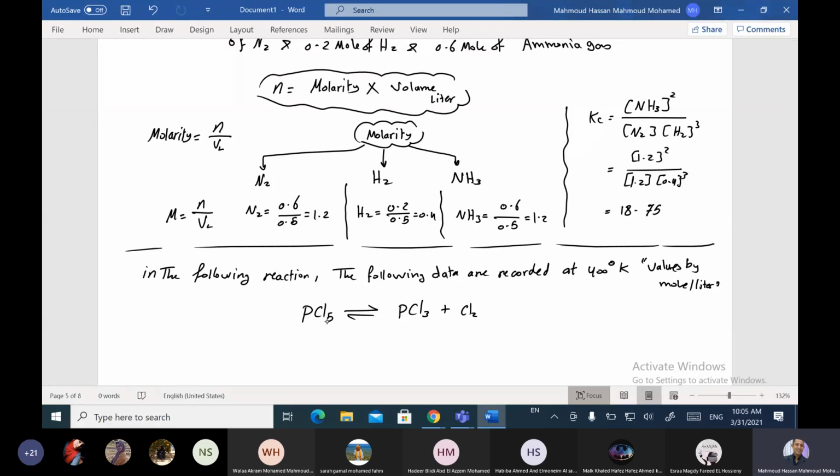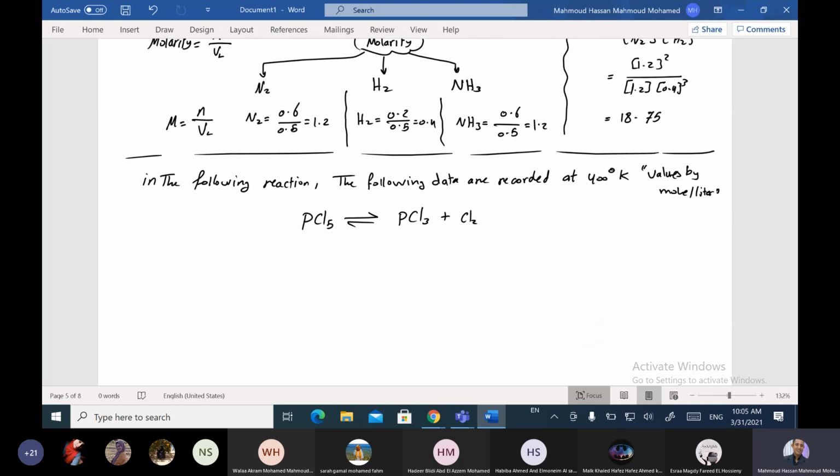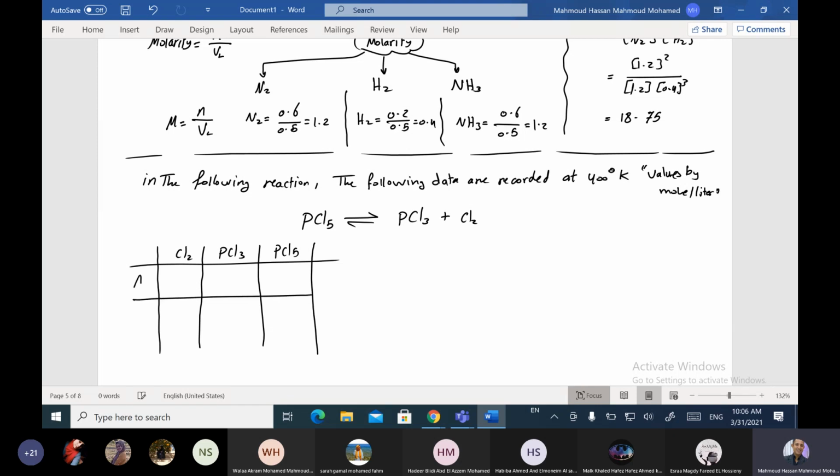The data are for Cl2, PCl3, and PCl5, for trial A, trial B, and trial C. The values are 0.55, 0.11, 0.4, 0.99, 0.15, 0.2, 0.02, 0.003, 0.072.